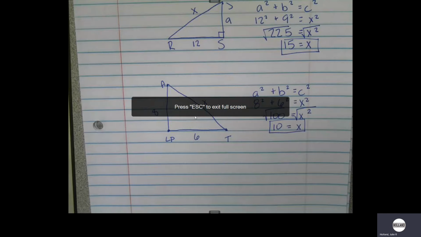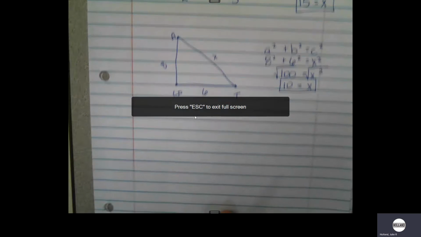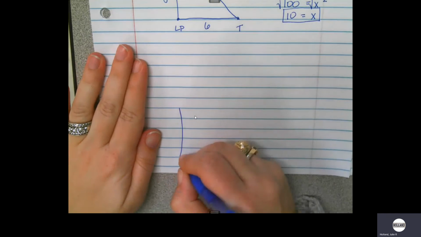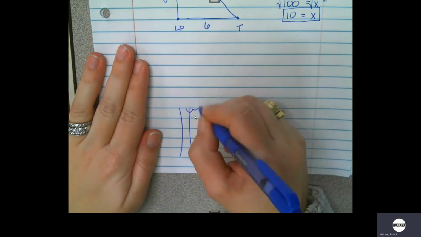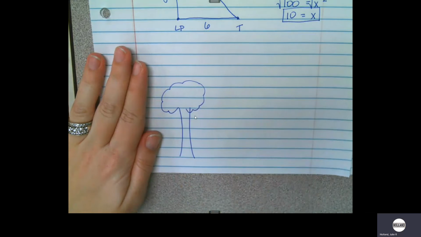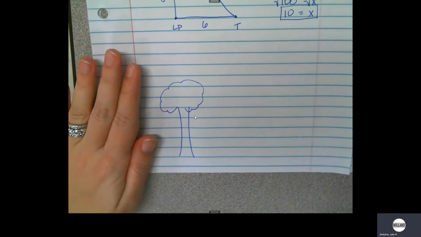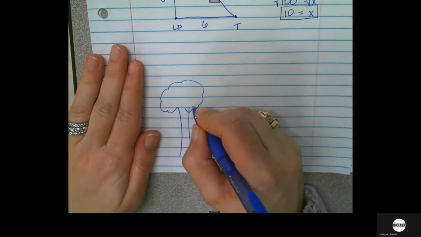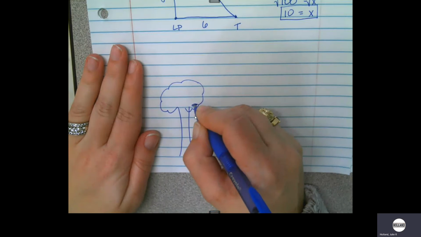Sometimes it's fun to add a little art to math, and I have no art skills, so enjoy this. I can't even really draw stick figures, so this will be great for those of you that are in art. So we have our tree, a beautiful tree. Okay, it's our tree. And this tree has a nest in it. Yep, that's my nest, because that's all it's going to look like.